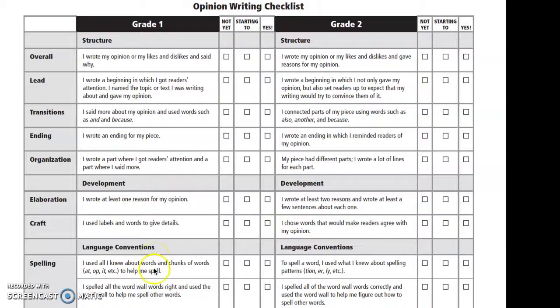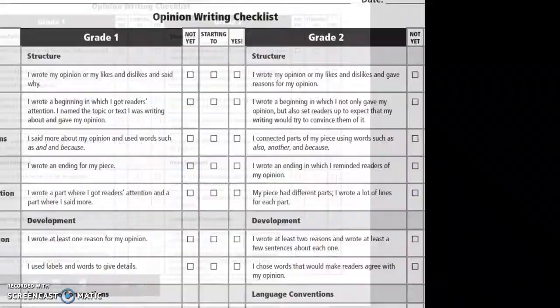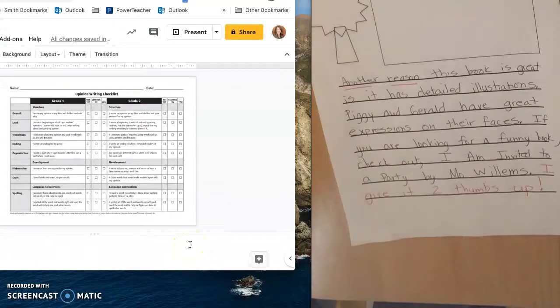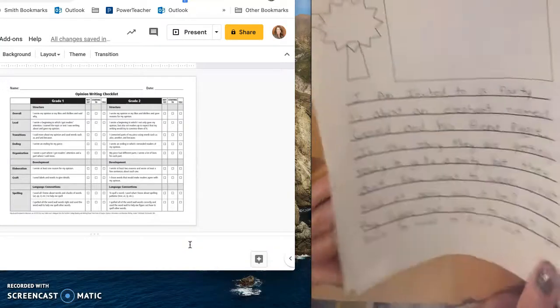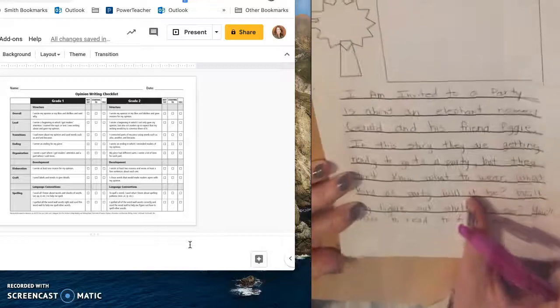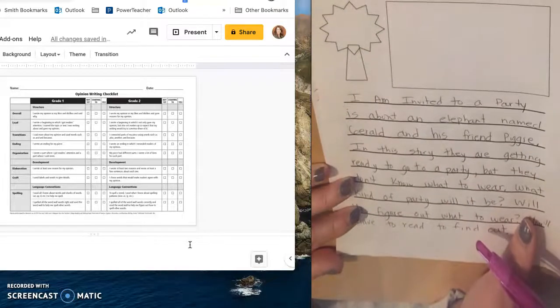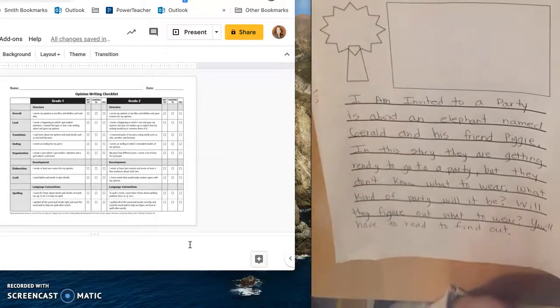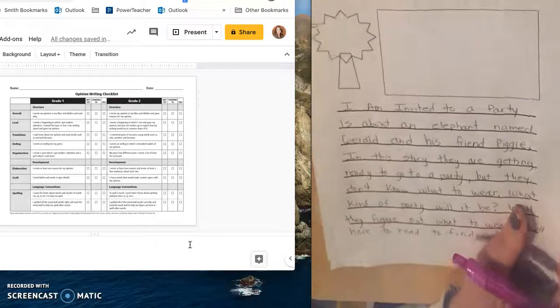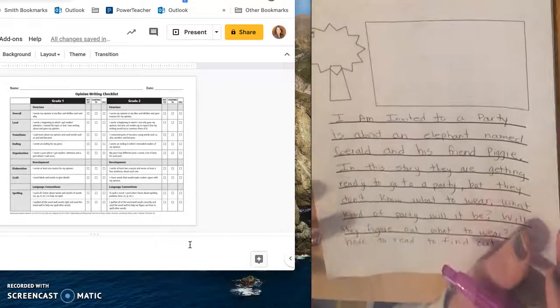And then the last is about the conventions of writing, which we're actually going to do a little bit more work with editing in our next lesson. Today we were just looking at the content of our writing, making sure that we did everything opinion writers do. Next time we will work on checking our conventions, which would be the spelling and punctuation in our writing.